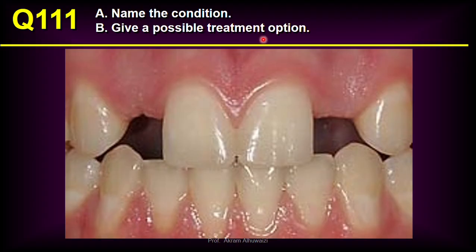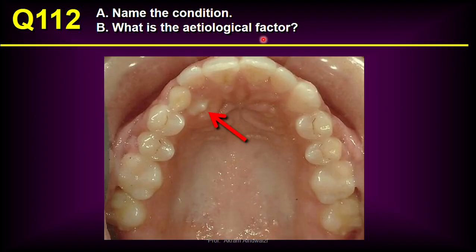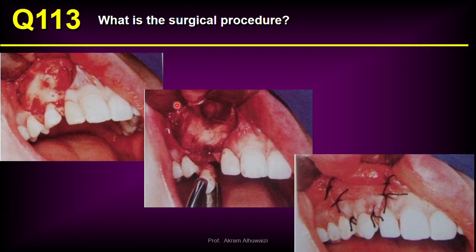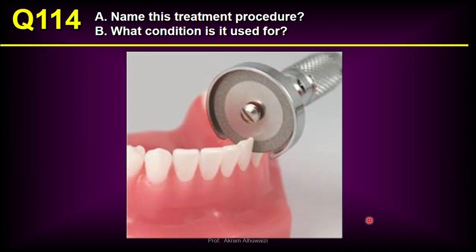is also conservative. Name the condition. It's a canine erupting lingually. What's the etiological factor? It would be because of the retained deciduous tooth. Now what's the surgical procedure? This is transposition of the teeth, in which you extract the C, and then the canine is also surgically removed and inserted and sutured and left in place until it heals.